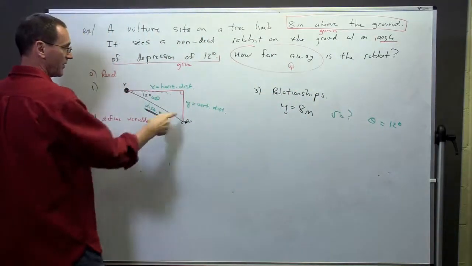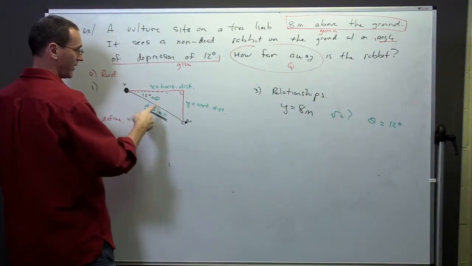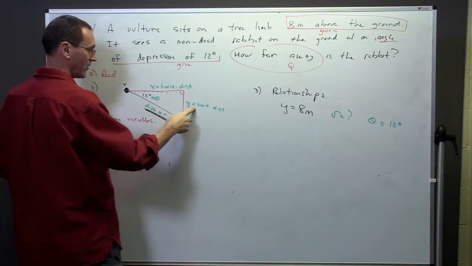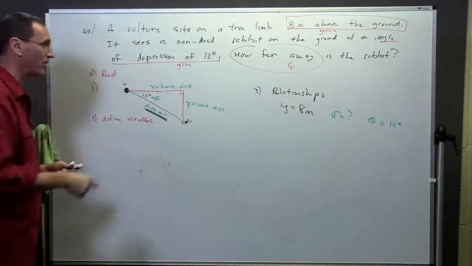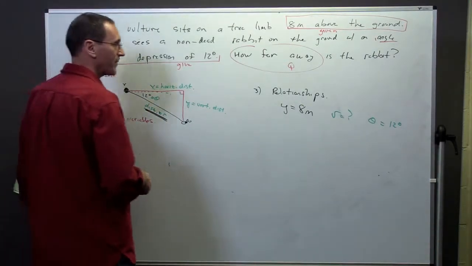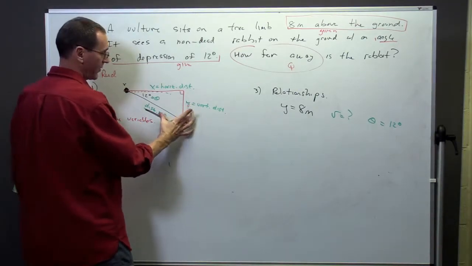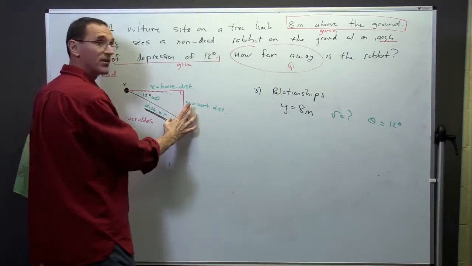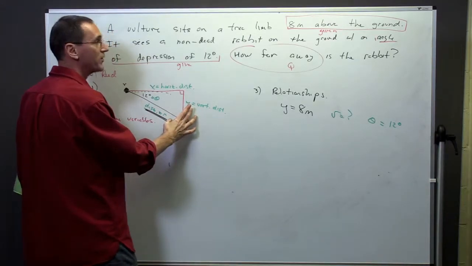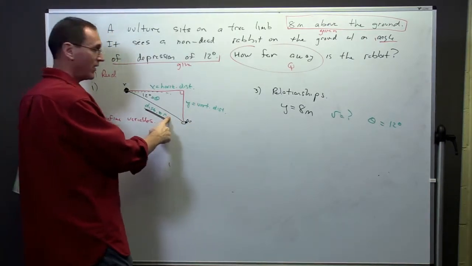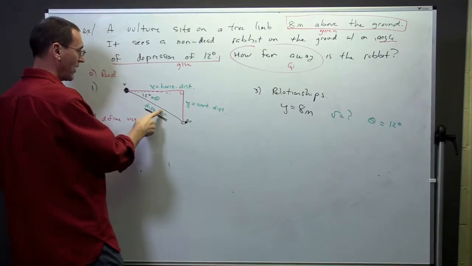So I could look at the tangent, y divided by x. I could look at the cosine, x divided by r. I could look at the sine, y divided by r for this angle. I want to know r, I know y, so those are the two distances that I should consider. I want to know which trig relationship involves y and r. And this is going to be opposite over hypotenuse.